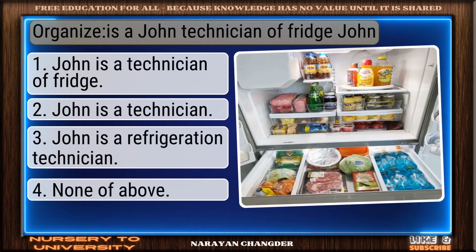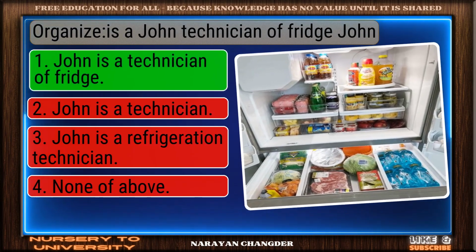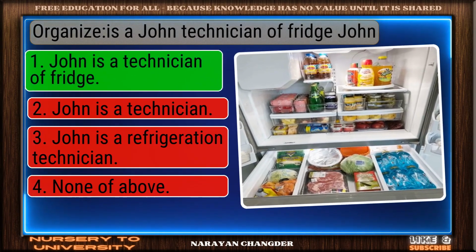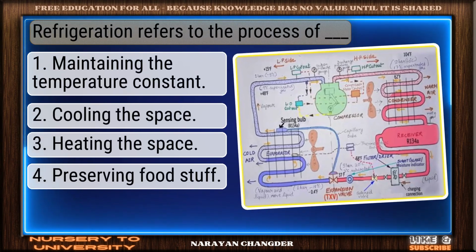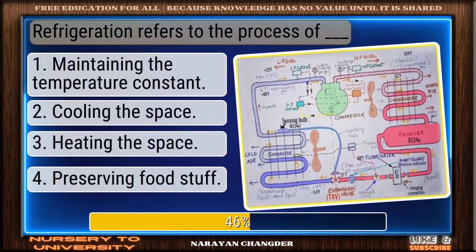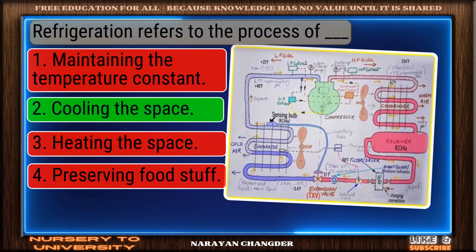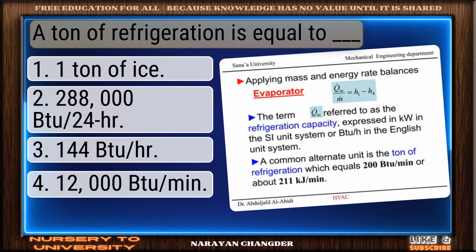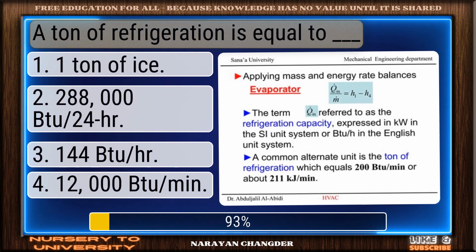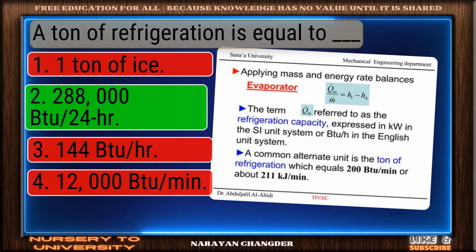Organize is a John technician of Fridge John. Great thinking. John is a technician of fridge is the right choice. Refrigeration refers to the process of dash. Bravo. Cooling the space is the answer. A ton of refrigeration is equal to dash. Valid point. 288,000 BTU is true.